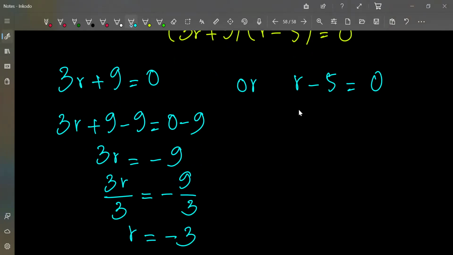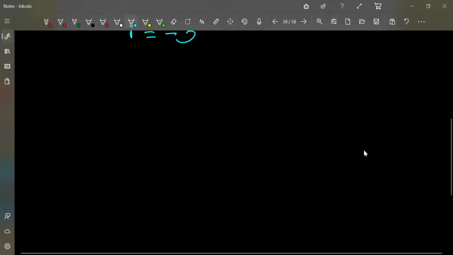And for the second factor or second equation, we can add 5 to both sides. So now r is equal to 5. Okay, so let's try another example.